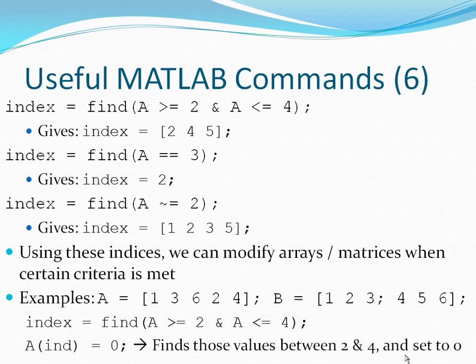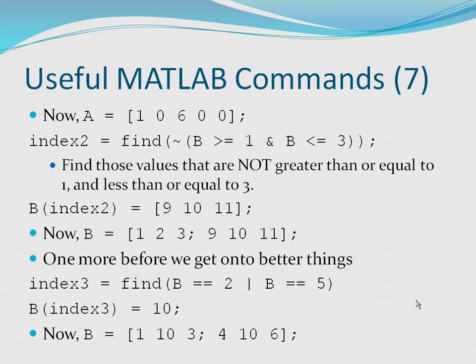And then when you do that, if I want to change that entire row to be 9, 10, 11, you can just do that. Okay. So one more thing before we get on to better things. If I wanted to find any locations in the B matrix which are either 2 or 5, you'll get that, and then when you do this, it will change those elements so that they become 10. So anything that's 2 or 5 will become 10. So this was 2, it becomes 10. That's 5, that becomes 10 too.